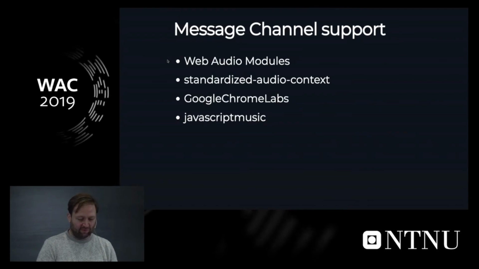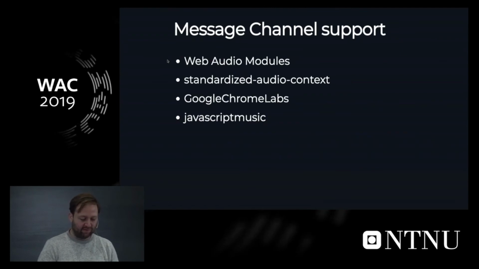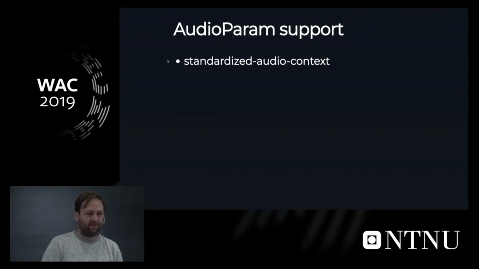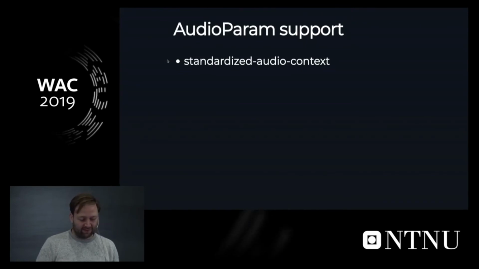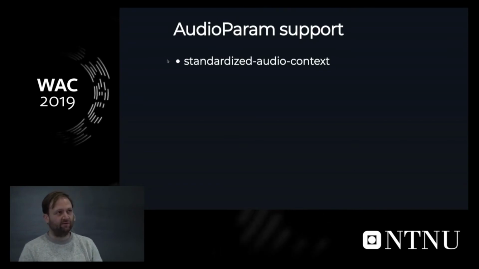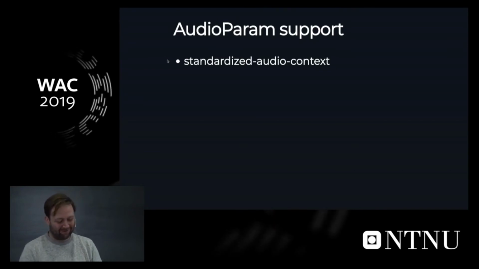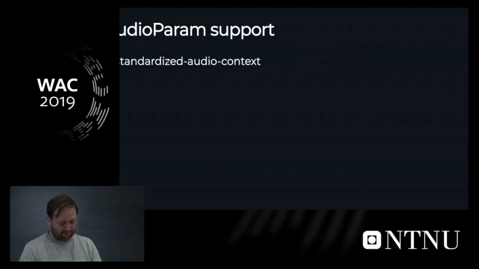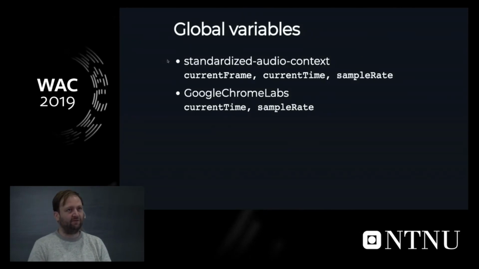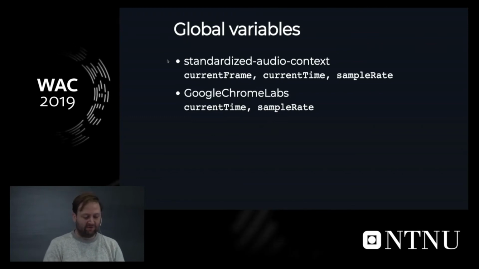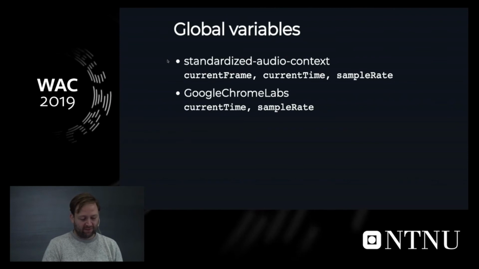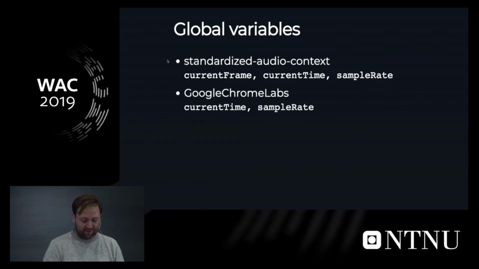But if you want to use audio params to communicate with the worklet, that seems to be only implemented in standardized audio context. And I'm not sure why that's the case. I think it's just because no one asked for that for the other implementations, but technically it should be possible to implement that. And if you need global variables, on the AudioWorklet you have currentTime and sampleRate available. That's only available in the standardized audio context and in the Google Chrome Labs version.